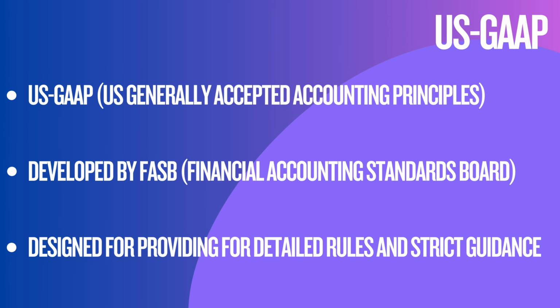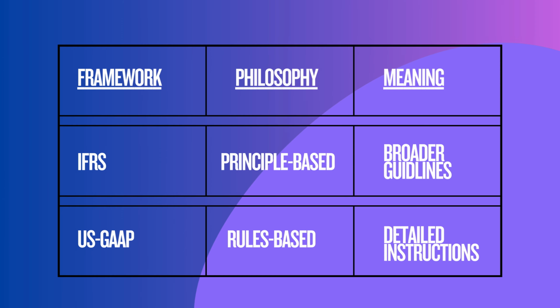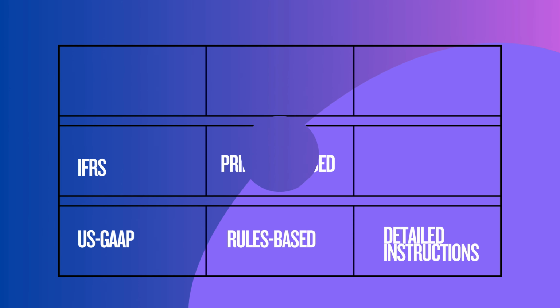Both accounting frameworks have their core philosophical differences. IFRS is principle-based. That means it depicts broader guidelines and thus more professional judgment. Think of IFRS as, tell me the goal and I'll choose the best path. US GAAP, on the other hand, is rules-based. That means detailed instructions and therefore less room for interpretation. Think of US GAAP as, give me the exact steps and I'll follow them.